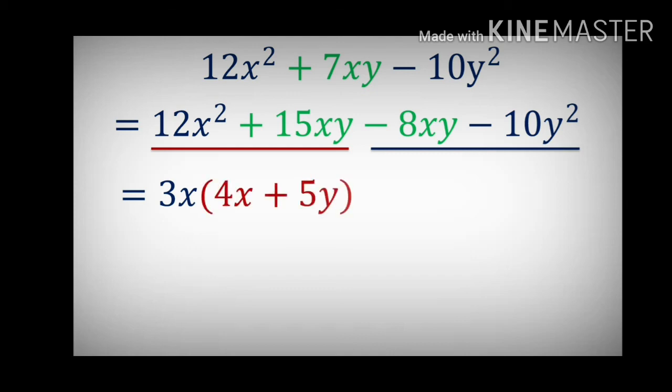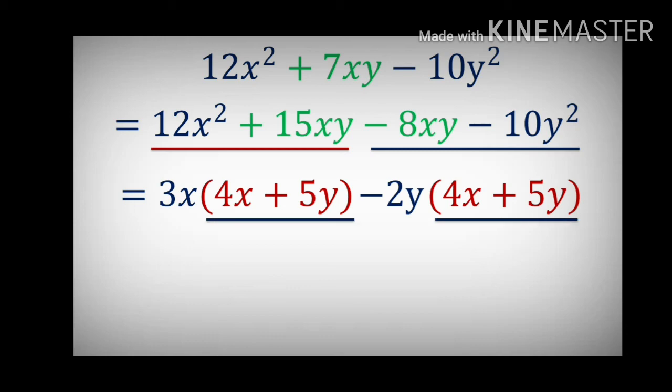When you take 3x as common, we'll get 4x plus 5y. And when you take minus 2y as common, be careful: whenever you're taking minus as common, the inside sign will change. As you are having minus 10y squared, instead of that minus, we have used plus here, because whenever you multiply back, you have to get back the expression again. So this is a checkpoint.